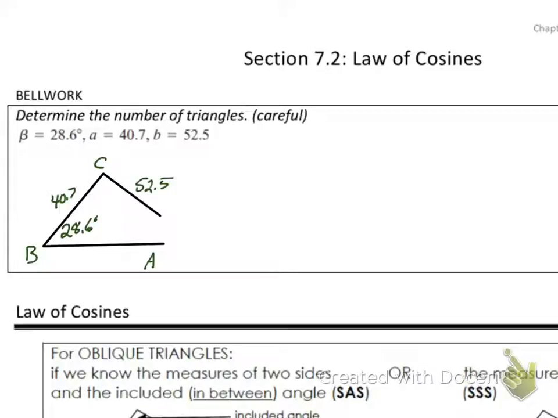How many triangles are there? There's one triangle. This is category 4. If this dangling arm is longer than 40.7, then it's one triangle. So in fact, you should have been able to go straight to the answer and say it's one triangle. And that's because our B is bigger than our A. In other words, our dangly arm is bigger than our fixed arm.